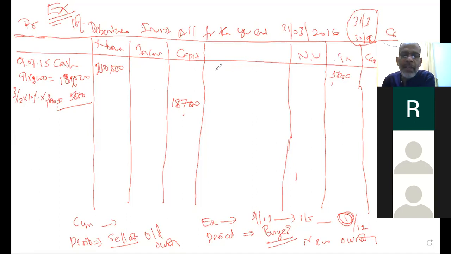We have to write down here 1st July 2015 cash 5,000. I got this one. Now look at my double entry. Can you look at the double entry? Anyone? Can you read the double entry for this method? What is the double entry?